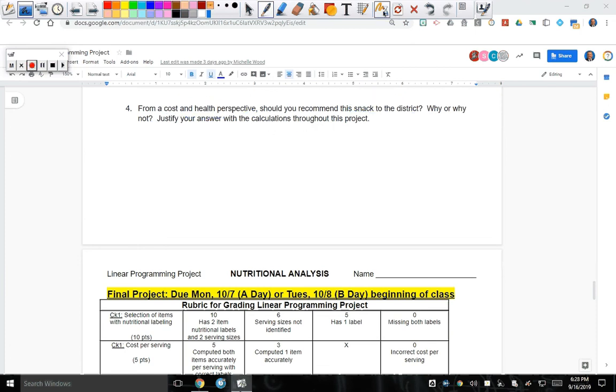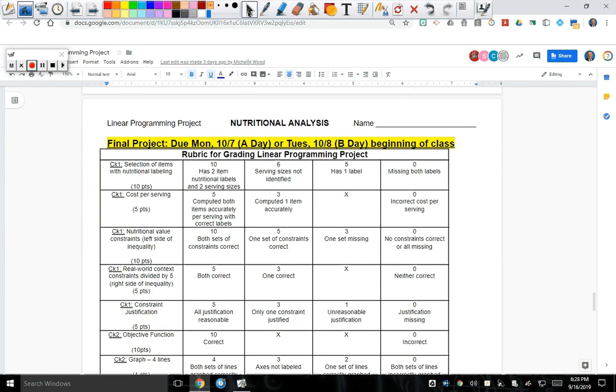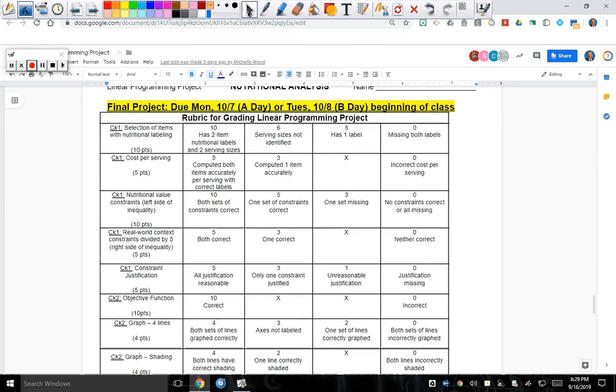Okay? So this is a huge, huge linear programming project because it's connecting real-world data with real-world justification on something that you're affected by every single day. I mean, looking at these nutritional values and whatnot.